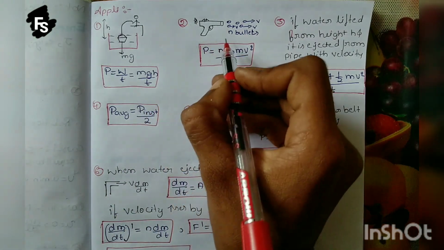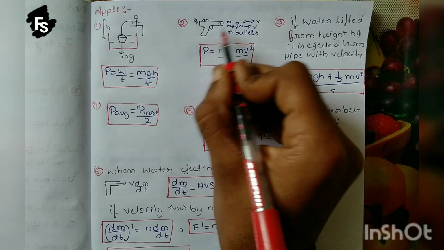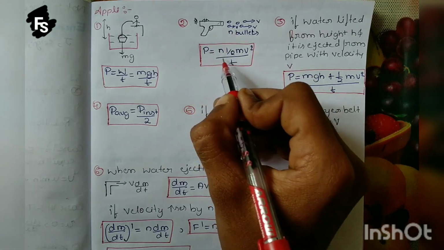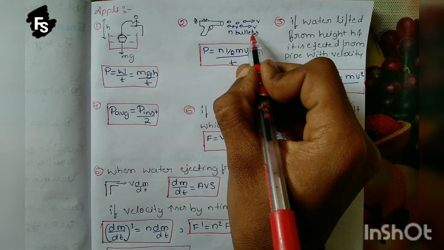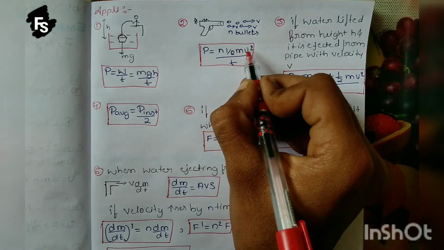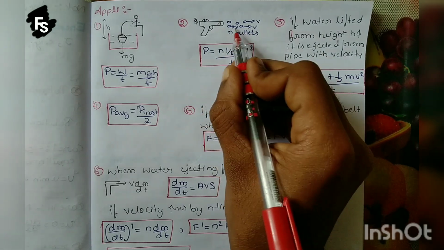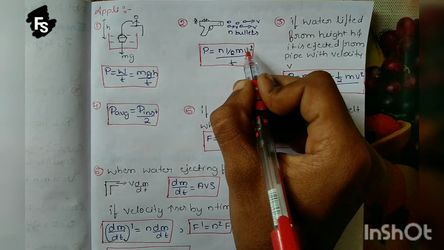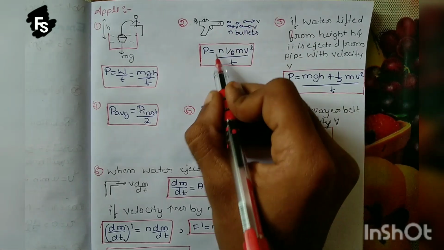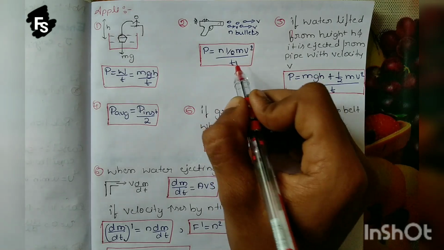Then the second application: if n bullets are fired from the gun, then what is the power? Power is equal to work done, for n bullets fired, n times 1/2 mv². 1/2 mv² is for the bullet traveling, means kinetic energy. So work done is 1/2 mv² by t, but for n bullets, so n into 1/2 mv² by t.